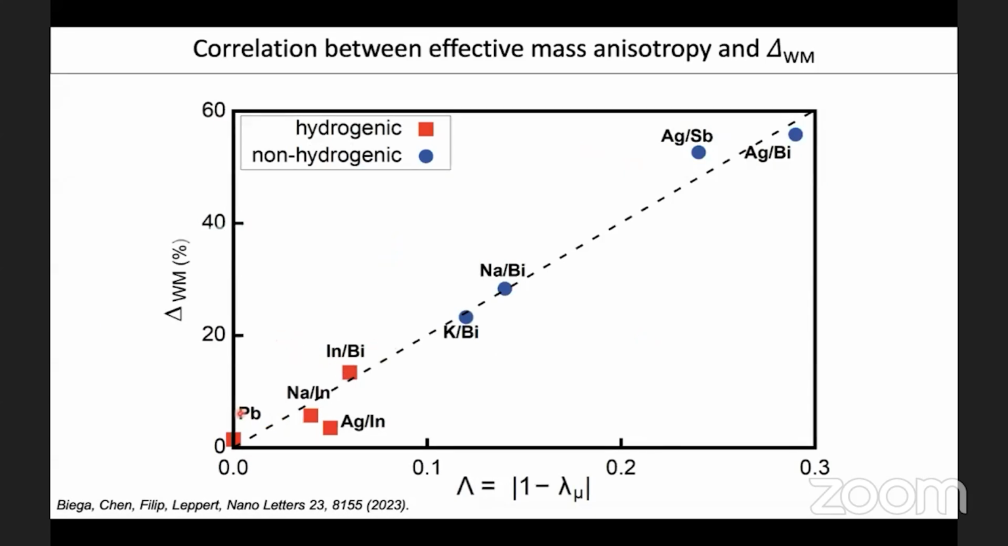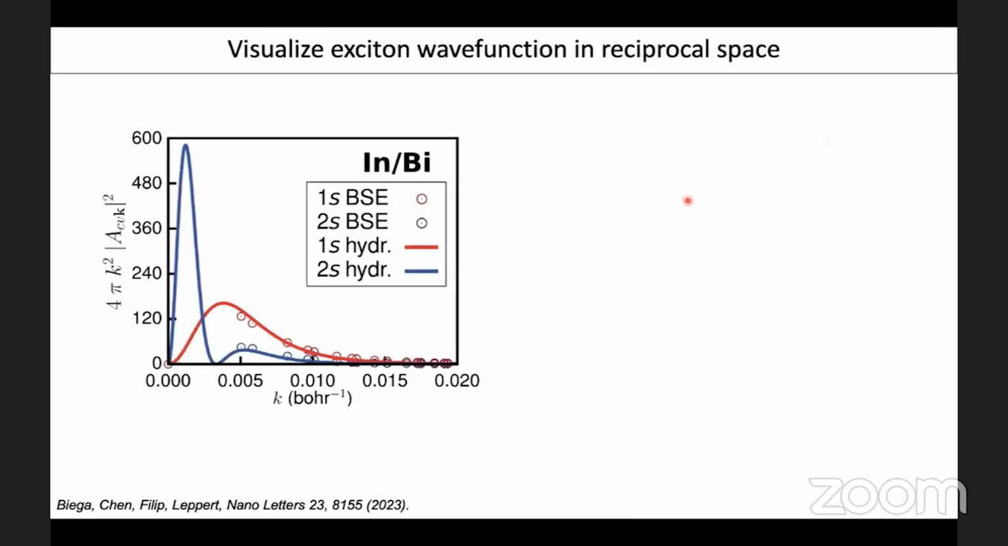We have hydrogenic materials which have a very low effective mass anisotropy, and non-hydrogenic excitons for the materials with very high effective mass anisotropy. The other assumption is a little bit harder to understand. So the other assumption is basically about the dielectric screening that we assume in our Wannier-Mott model.